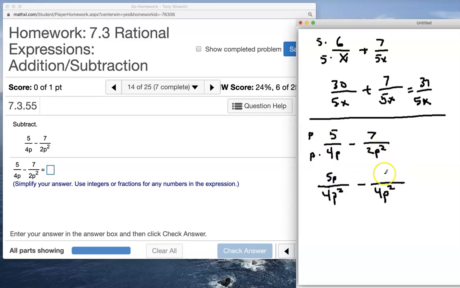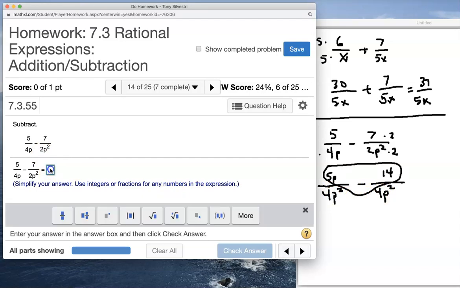This second fraction starts with p squared, ends with p squared. We don't have to adjust it, but 2 has to become 4, which means I got to multiply the bottom by 2. I got to multiply the top by 2, which is 14. Now we can look at the numerators. 5p minus 14. That's your numerator. 5p minus 14 divided by this common 4p squared.